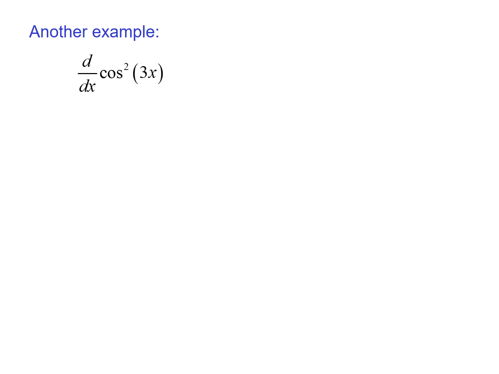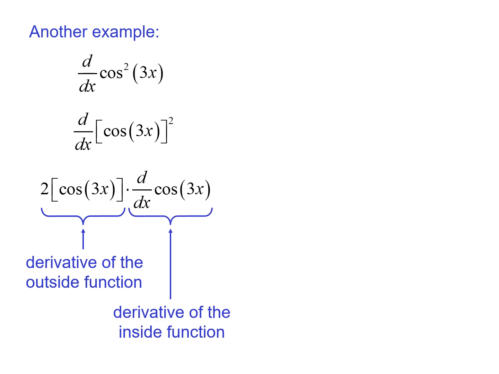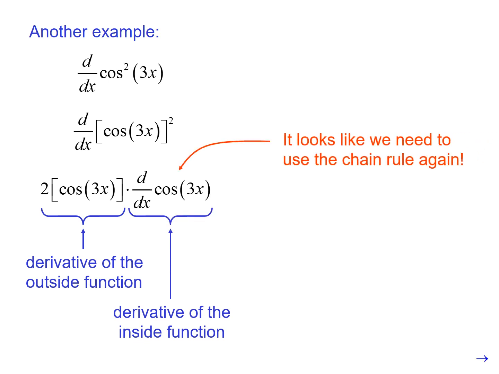Cosine squared of 3x. So again, we can rewrite it with the square on the outside. Bring the 2 down, leave the cosine alone. Now we take the derivative of cosine of 3x, and we should notice that here, we're going to have to use chain rule again, because we again have a composite function.